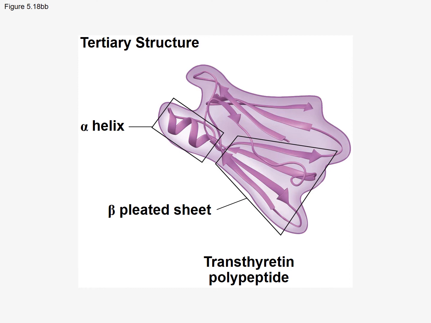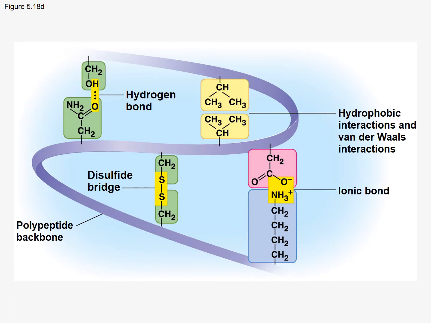As I mentioned, the primary structure is stabilized by covalent bonds. The secondary structure is stabilized by hydrogen bonds. Tertiary structure is stabilized by all different combinations of bonds. They could be covalent bonds, hydrogen bonds, van der Waals interactions or hydrophobic interactions, or ionic bonds. This is an example. This just shows the ribbon, which would represent the tertiary structure of the protein.